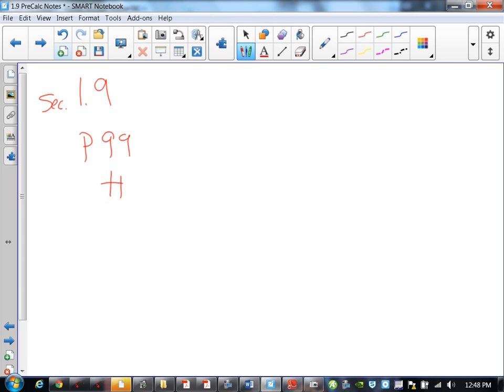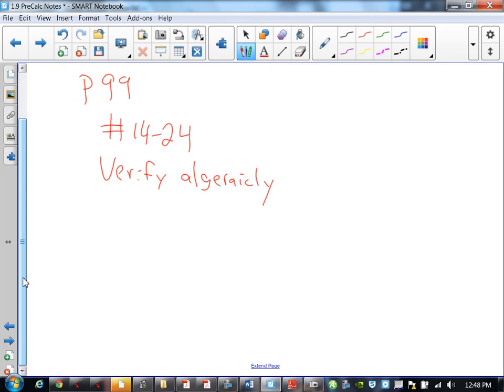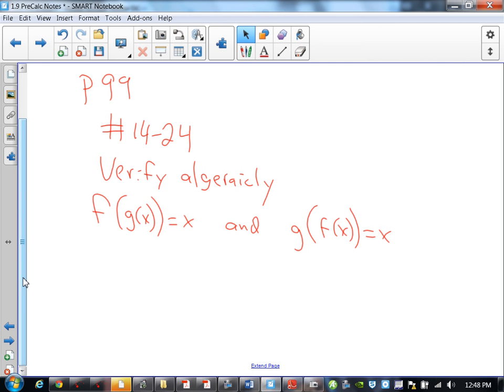I'd like you to do just numbers 14 through 24. Just verify algebraically. You're basically doing this. That's all you're doing. The second half, I want you just to show algebraically that they were inverses.